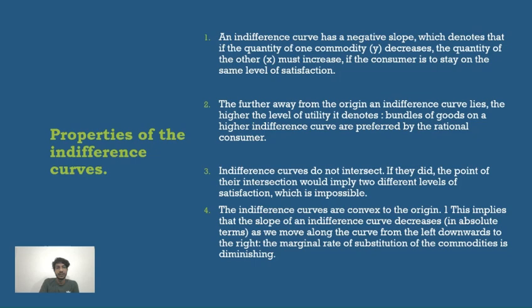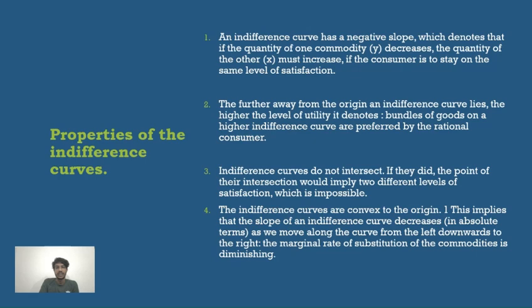Now our next topic is the properties of indifference curves. An indifference curve has a negative slope, which denotes that if the quantity of one commodity y decreases, the quantity of the other, x, must increase if the consumer is to stay on the same level of satisfaction. The further away from the origin an indifference curve lies, the higher the level of utility. It denotes that bundles of goods on a higher indifference curve are preferred by a rational consumer.